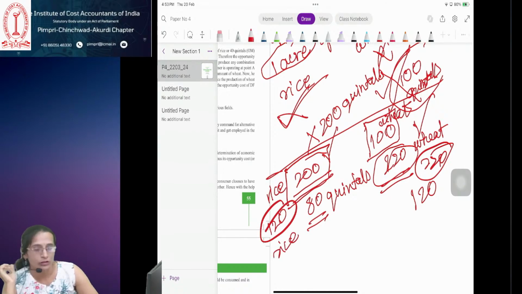Because I forwent that, right? I will not be producing 120 quintals of rice. I will be producing less rice by 120 quintals, right, Saili? So I forgo it, meaning I will not be able to do it. Opportunity cost is what? We forgo the next best alternative. I will not be able to produce 120 quintals of rice. So the opportunity cost for 220 quintals of wheat will be 120 quintals of rice. Clear?